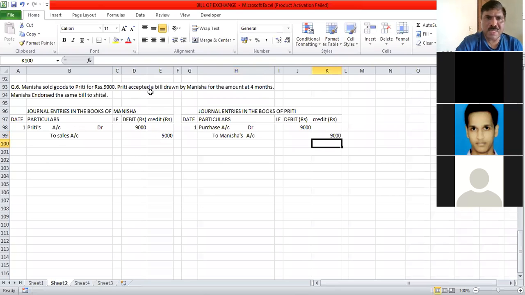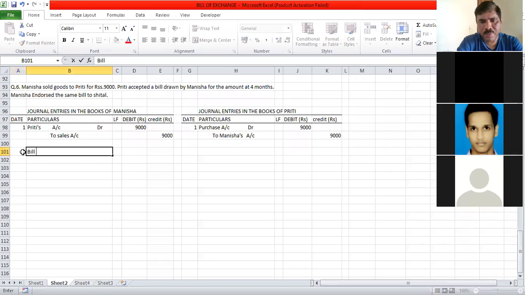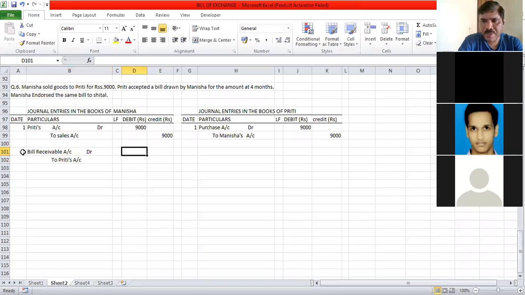Next. Preeti accepted the bill drawn by Manisha for 4 months. That is bill drawn and accepted. In the books of the drawer, what entry will pass? Bills receivable account debit to Preeti's account. Why is Preeti credited? Personal account rule, what does it say? Debit the receiver, credit the giver. Preeti is the giver of the bill. Therefore, Preeti's account should be credited.